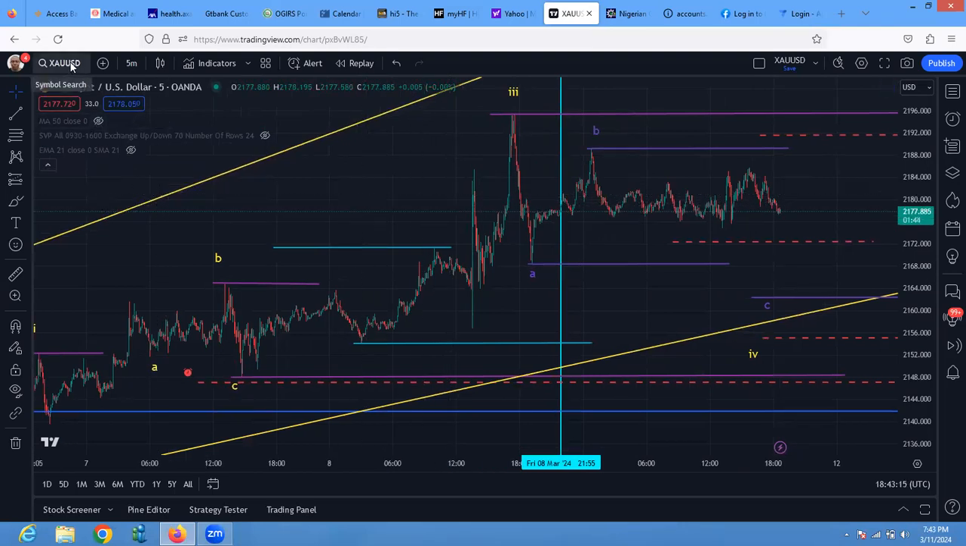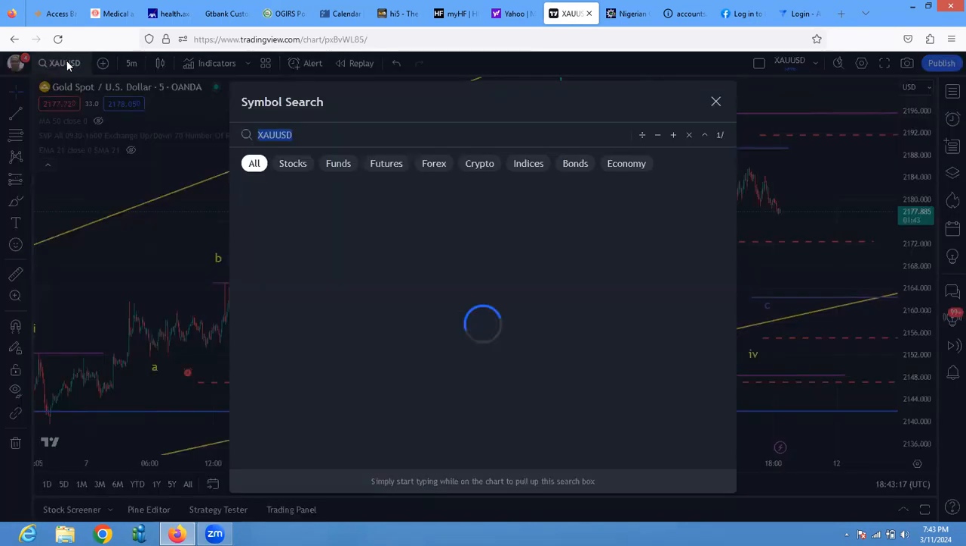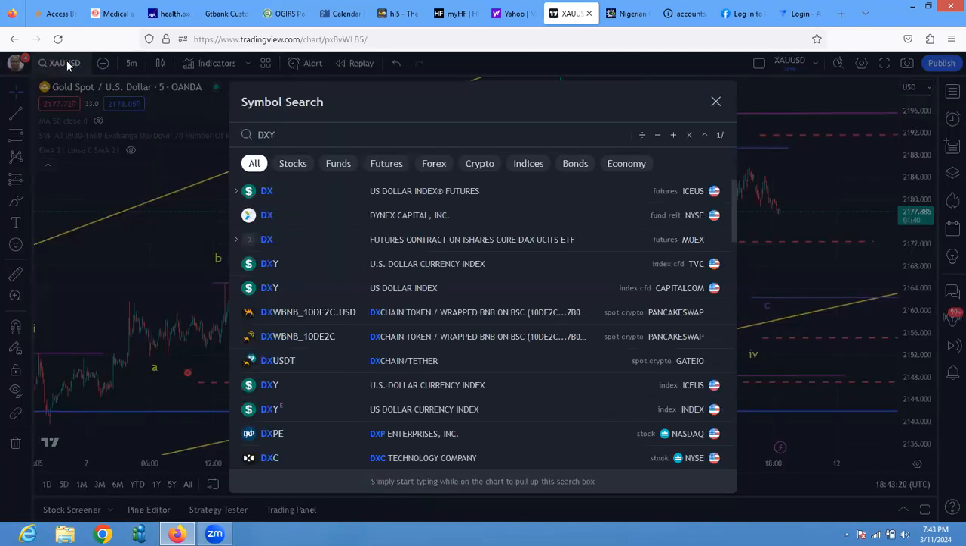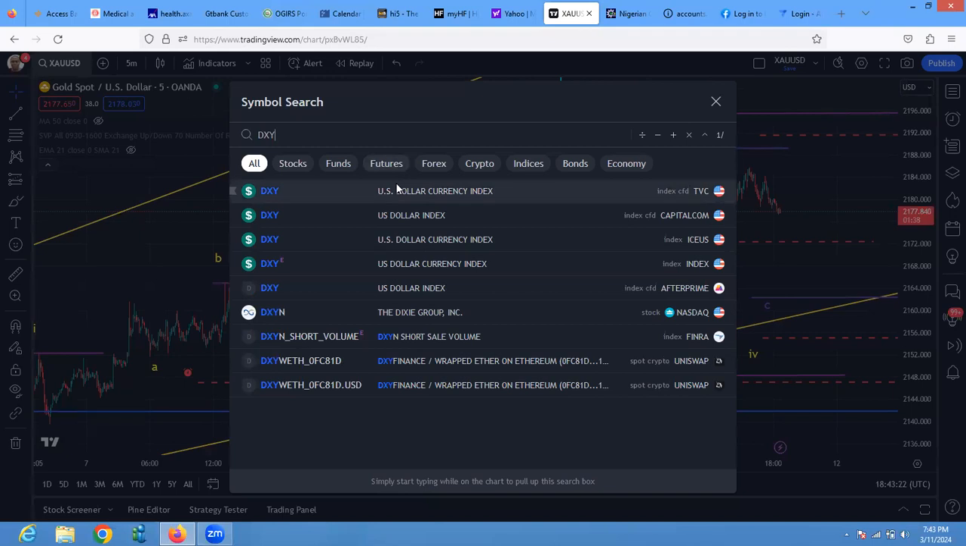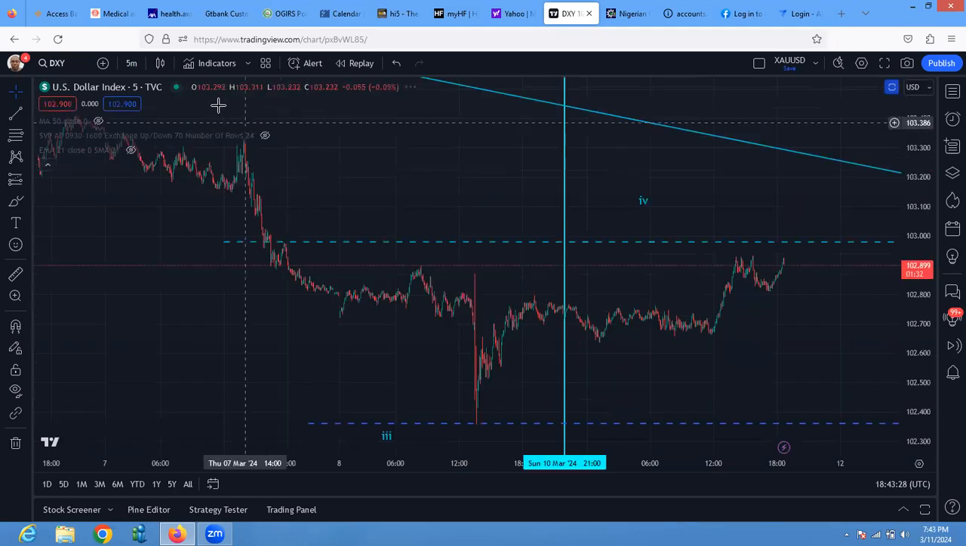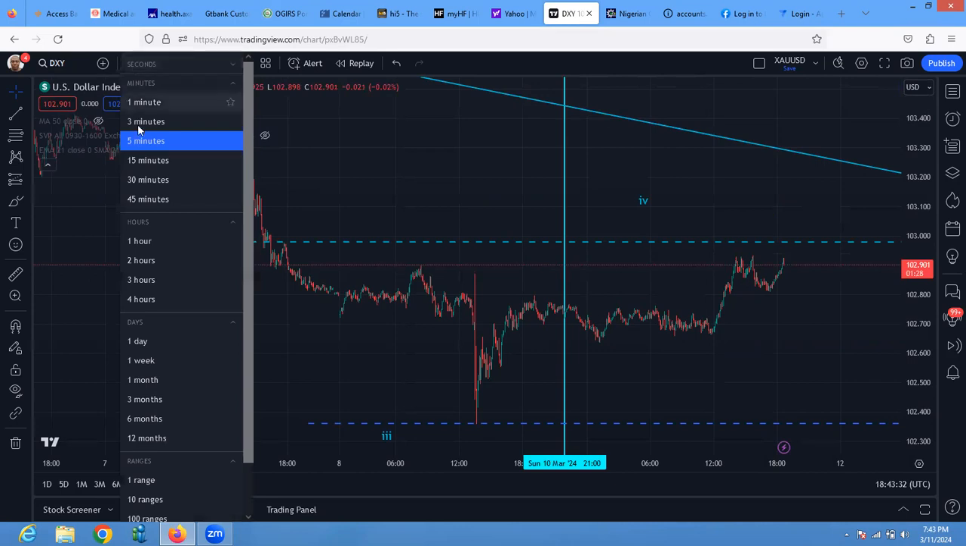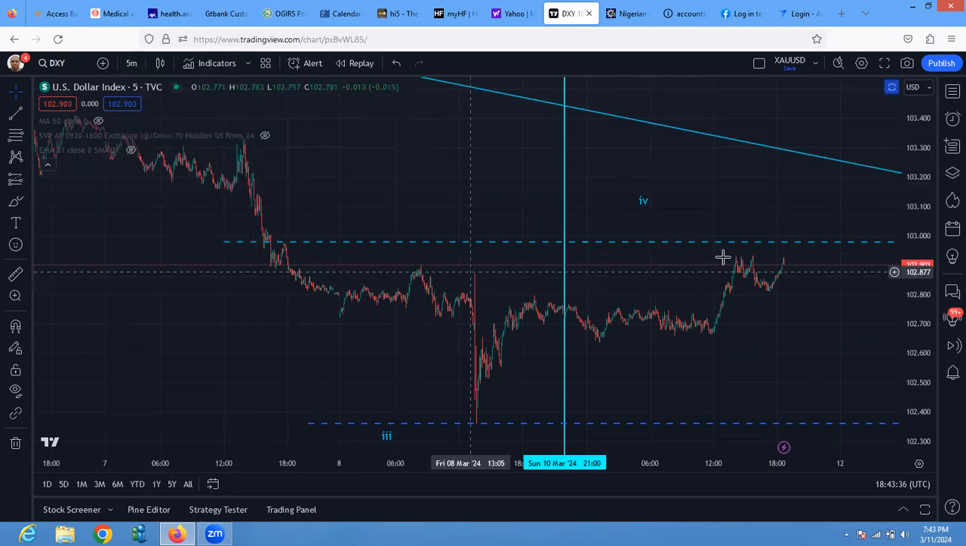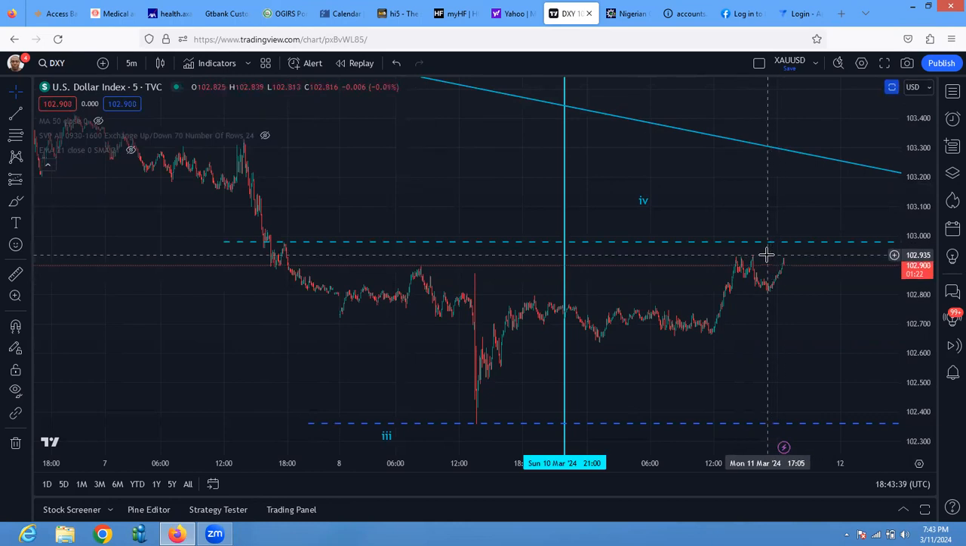So now you must be paying attention to your DXY, or US dollar index. We need to see what is going to play out here. And this is the DXY. I think it's almost capping it. So it may cap it and continue to turn to the downside, without breaking this point now.